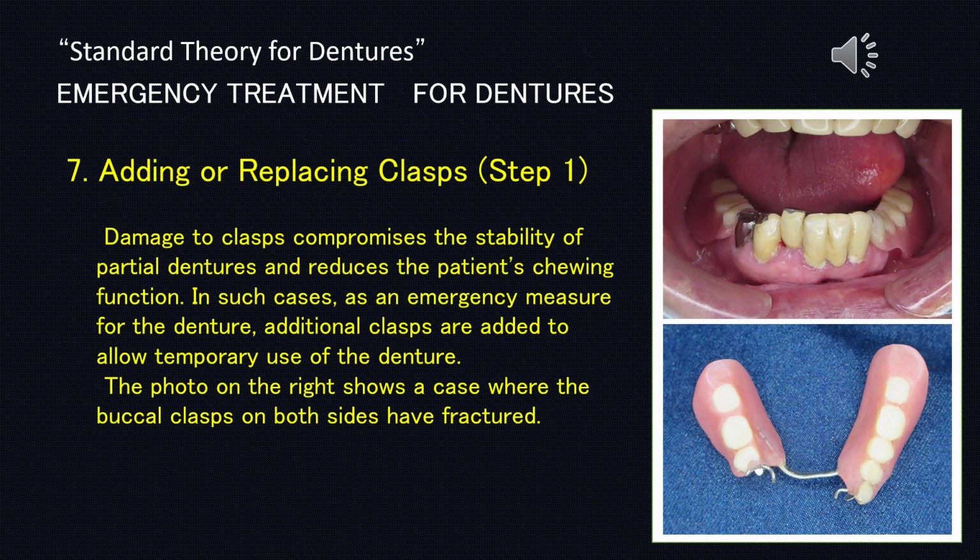7. Adding or replacing clasps. Step 1. Damage to clasps compromises the stability of partial dentures and reduces the patient's chewing function. In such cases, as an emergency measure for the denture, additional clasps are added to allow temporary use of the denture. The photo on the right shows a case where the buccal clasps on both sides have fractured.